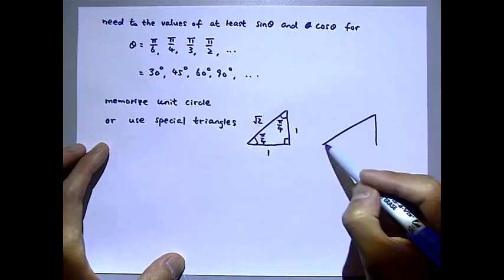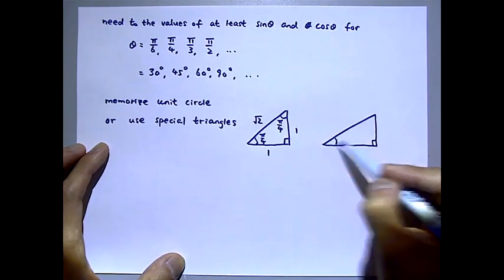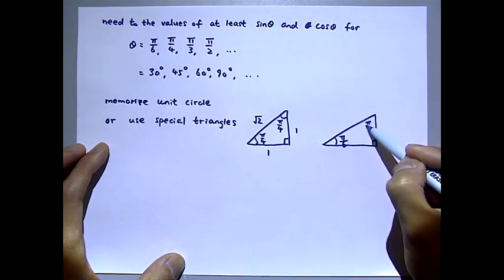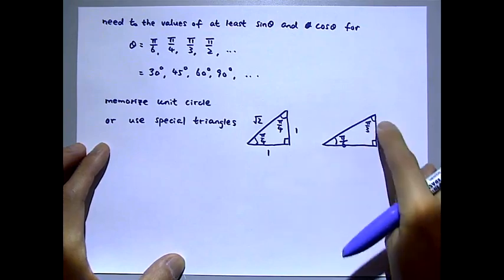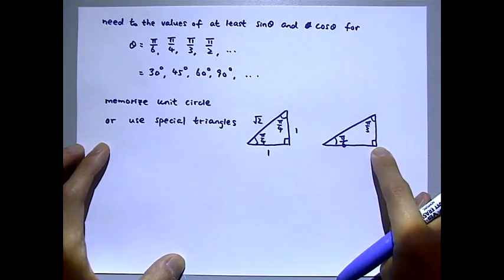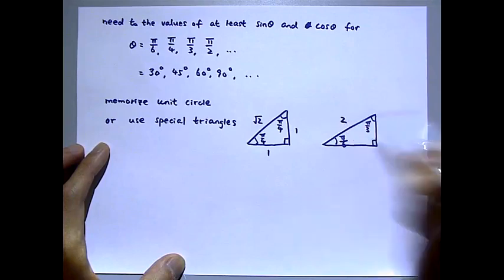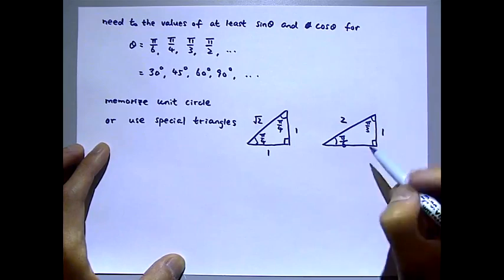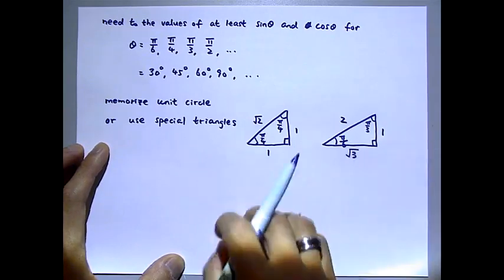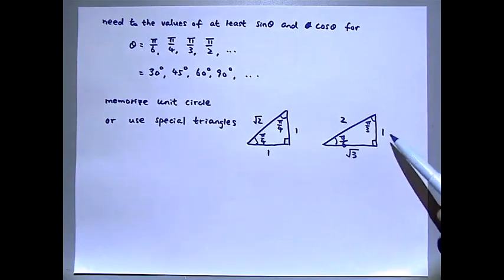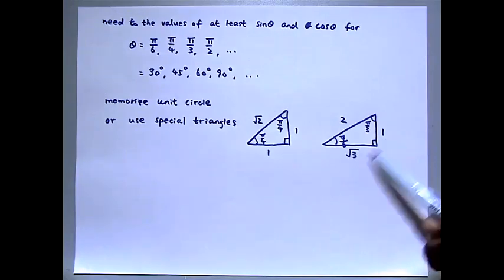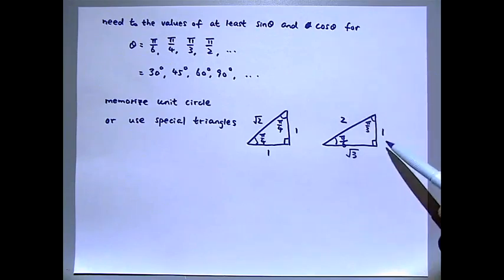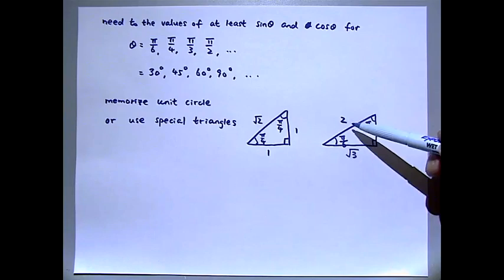The other one is the (30, 60, 90). The longest side is 2. This one has a shorter side, 1. And pi over 3 gets a side radical 3. And you can check that by the Pythagorean theorem. We know the sum of the squares of these two should be equal to the square of that. So square of this is 3, square of that is 1. Sum is 4, is 2 squared. Same thing here.